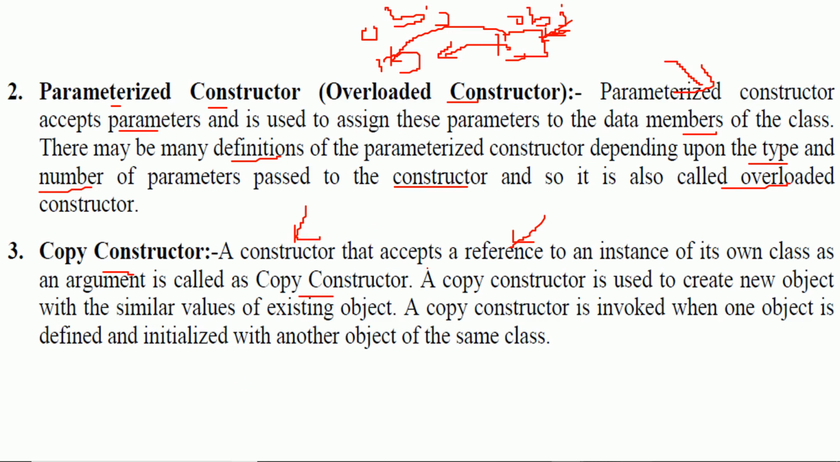So the constructor that is accepting a reference to an instance of its own class, that is, the object of its own class as an argument, is called a copy constructor. The copy constructor is used to create a new object with similar values. Means you are creating a new object, object 2, from object 1. So object 2 will have all the existing values of object 1. A copy constructor is used to create a new object with the exact same values as the existing object, and it is invoked when one object is defined and initialized with another object of the same class.